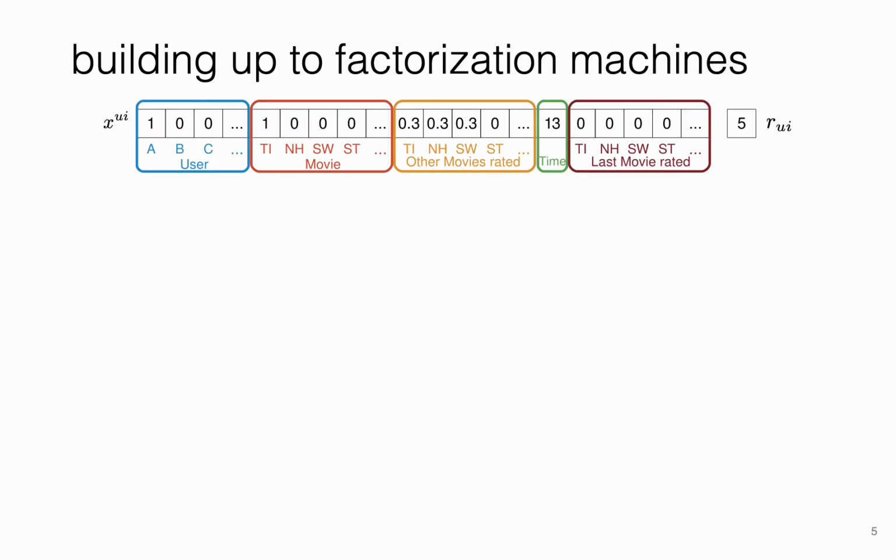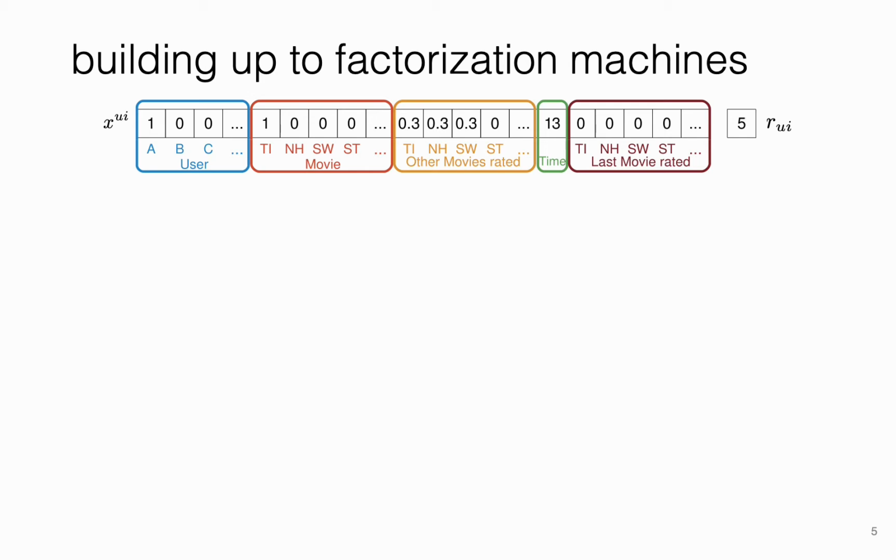Let's now discuss how to use the available information about a user item rating in order to predict the rating. Here's one training example, specifically represented as a vector of features or attributes denoted as XUI, and the rating is denoted as RUI. The goal is to use the XUI vector to predict the RUI value.